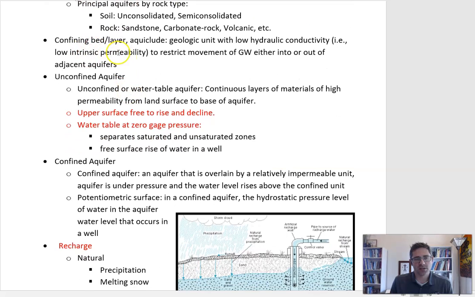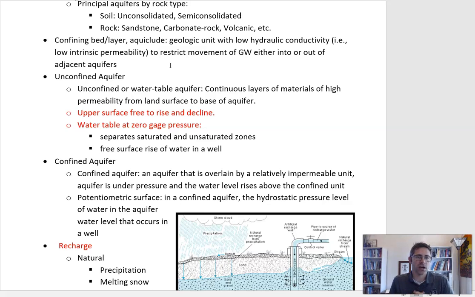There are a couple of other things we need to define: confining layers, or aquicludes, or impermeable layers, which are geological units with low hydraulic conductivity. So they restrict movement of groundwater either into or out of adjacent aquifers. And we'll look at a diagram on the next page that's going to show some of this stuff all together.